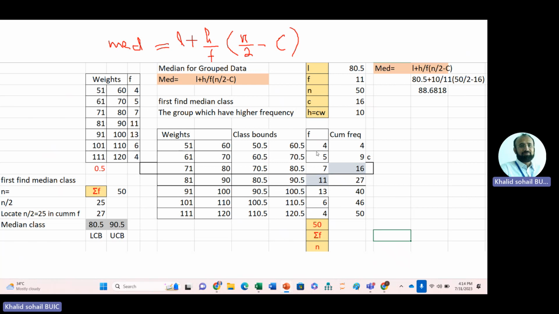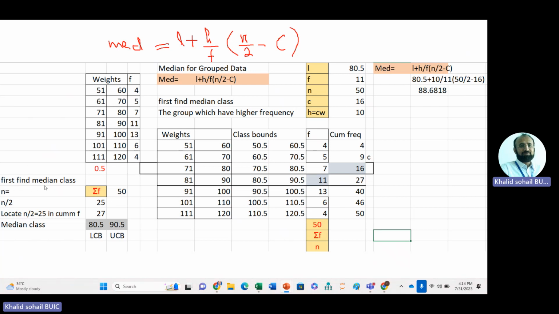Now for frequency, first of all, we add this frequency: 4 plus 5 plus 7, 11, 13, 6, 4. We will get 50. So this is summation F and this is our N. Then we calculate the cumulative frequency: 4 plus 5 is 9, 9 plus 7 is 16, 16 plus 11 is 27, plus 13 is 40, 40 plus 6 is 46, and 46 plus 4 is 50. This 50 and this 50 should match. After doing all this calculation, the first step is to find the median class.